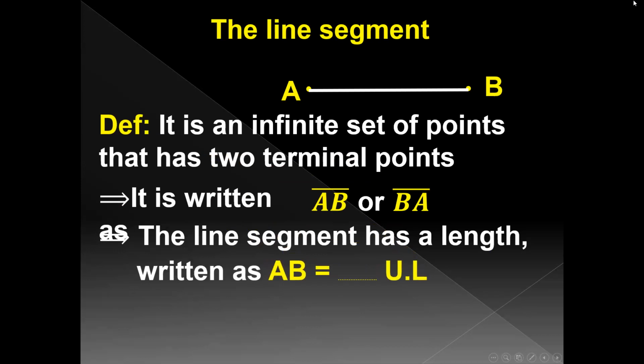And the line segment has a length. We can find the length of the line segment by using a ruler, and it's written as AB equals, like, 3 centimeters or 3 unit lengths.